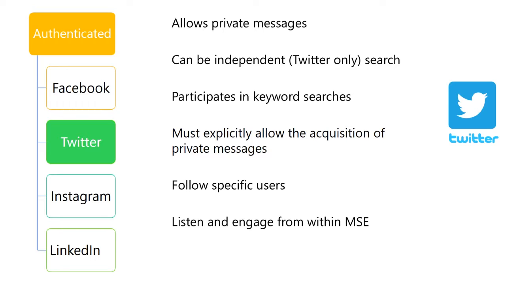Now, when it comes to Twitter, Twitter allows the private messages as well. You can do a Twitter-only search by choosing Twitter as the exclusive search, but also the Twitter information participates in our keyword searches. You must do an explicit choice to allow the acquisition of private messages from within social engagement. You can, as an option, follow specific Twitter users so you can identify those influencers or those that have other importance in your organization and explicitly follow their tweets. And you can listen and engage from within social engagement.